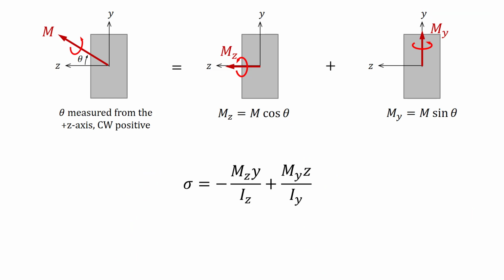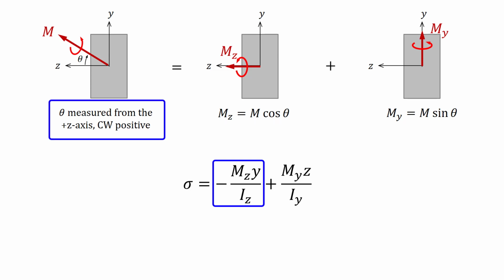The normal stress equation shown combines stress from a moment about the z-axis with the stress from a moment about the y-axis. The first term in the equation is the standard Flexure formula previously discussed. The z subscript on the moment indicates that the moment is occurring about the z-axis. It can be found by multiplying the applied moment by the cosine of theta, where theta is measured from the positive z-axis and is clockwise positive. The z subscript on I indicates that the moment of inertia is taken for the z-axis.